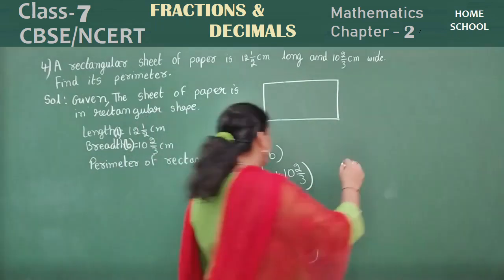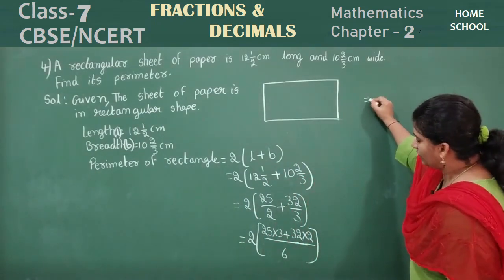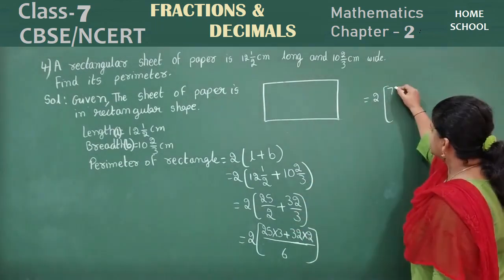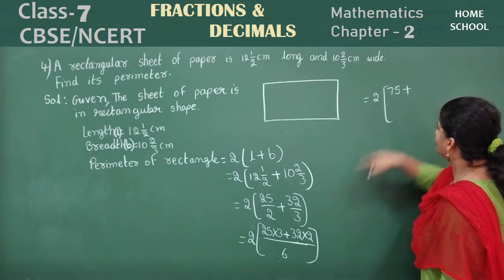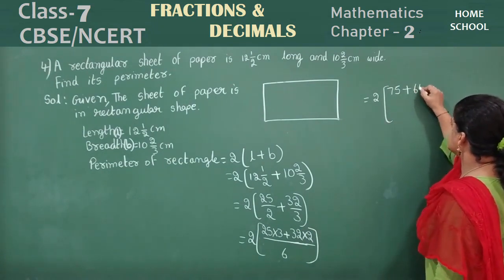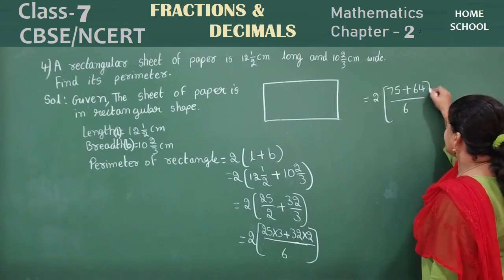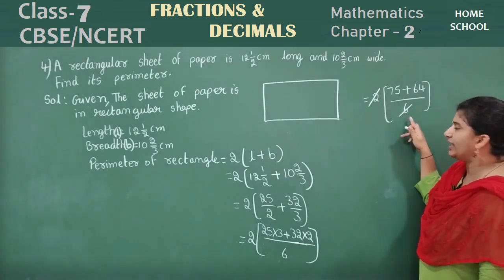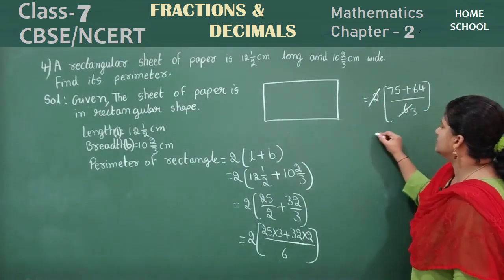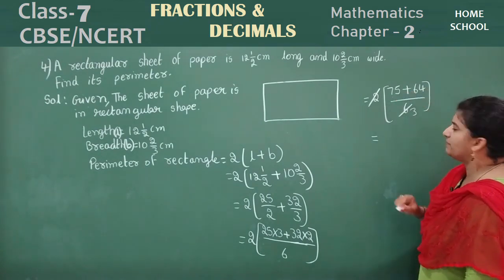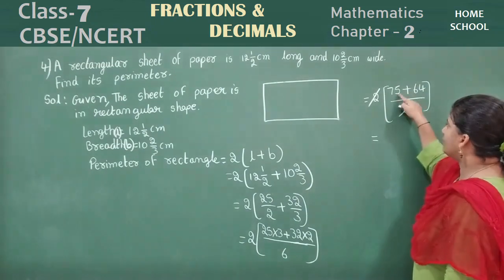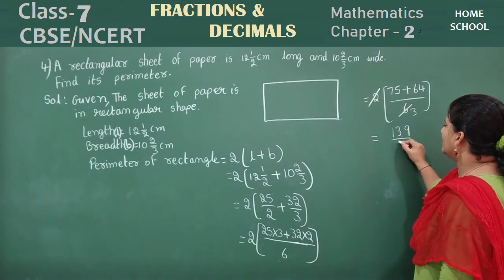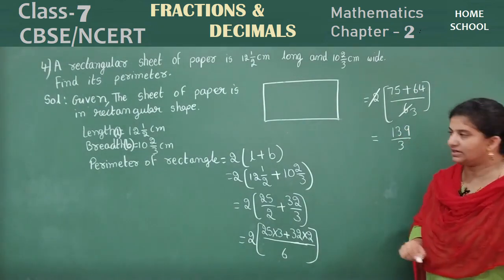Okay, so let's continue here. It is equal to 2 into (25 3s are 75 plus 32 2s are 64)/6. Observe here children, this 2 and this 6 I can cancel. In 2 table where you get 6, 2 3s are 6. So that will be equal to 75 plus 64. 5 plus 4 will be 9, 7 plus 6 will be 13. 139 by 3 is the answer.